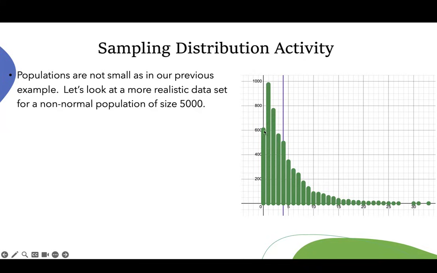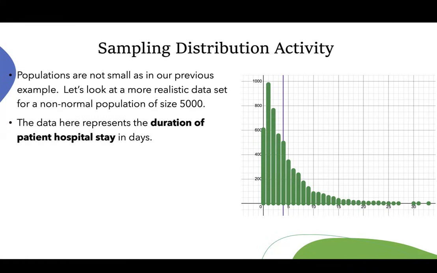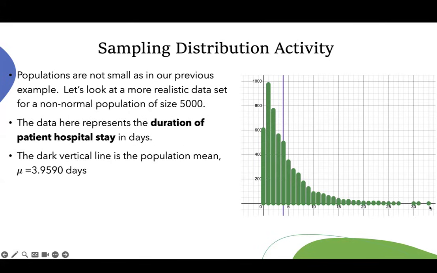It looks like it's pretty skewed to the right, so it's definitely not normal. It represents the duration of hospital stay for patients in days. So we have short stays all the way down to long stays. The dark vertical line right here represents the mean of this population of 5,000 patients, and it's 3.9590.